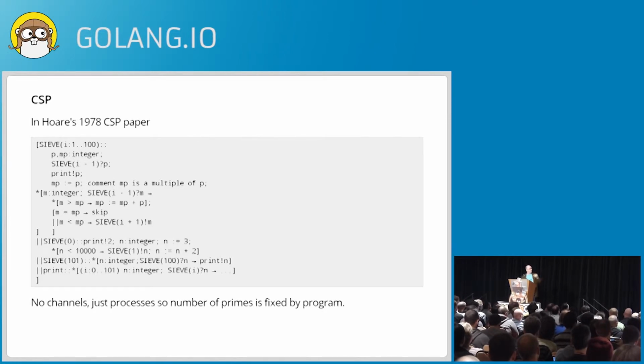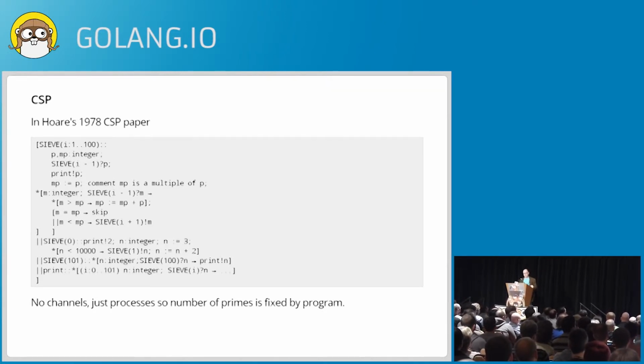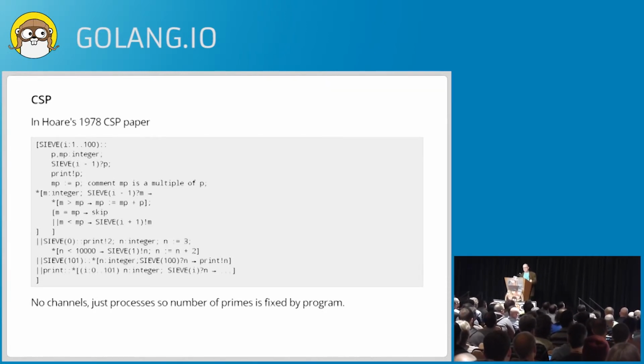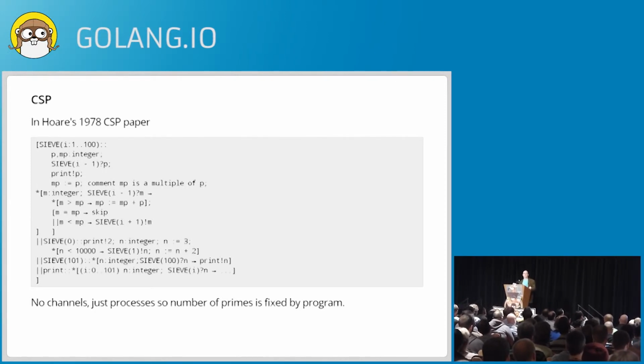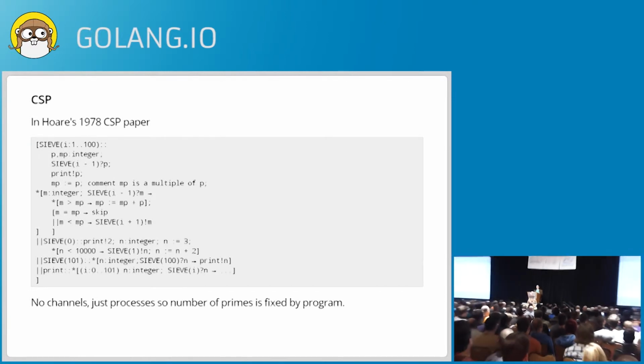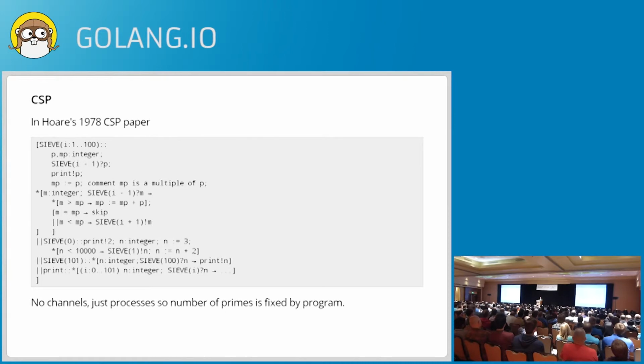And it's fundamentally the same program that you probably know, but it's just structured a little differently on the page. The other important point is that there are no channels in this. It's a rigid structure. There's just a fixed set of 100 Sieve processes. 100 is known to be enough because it's the square root of 10,000.